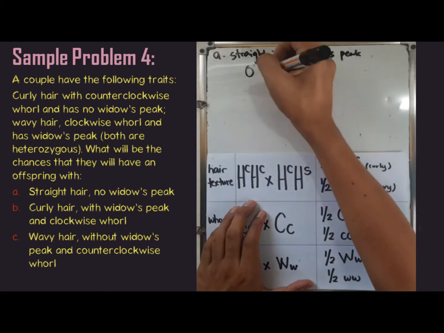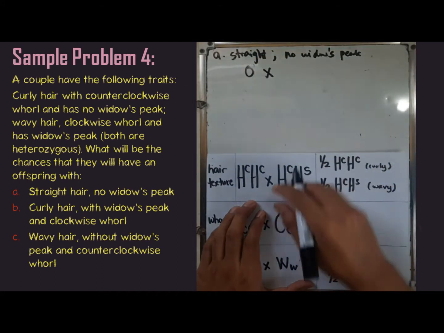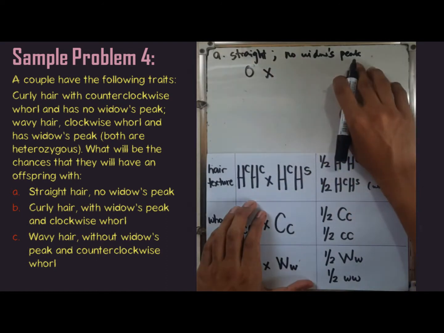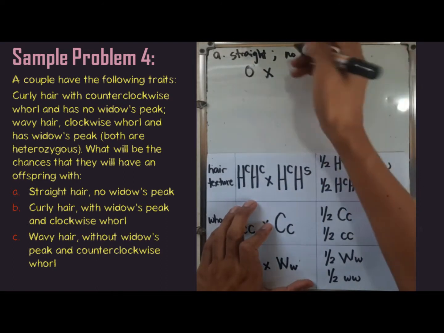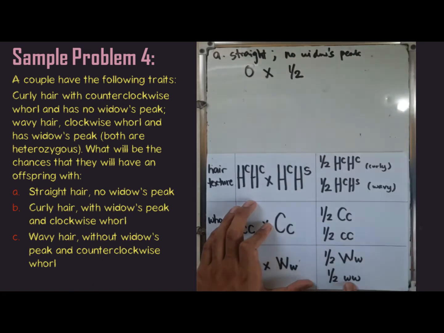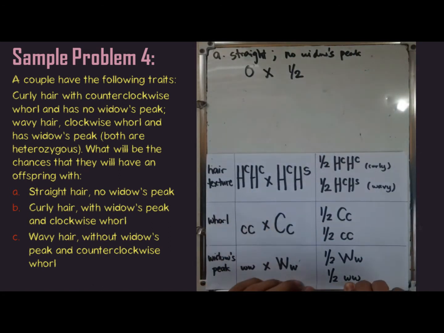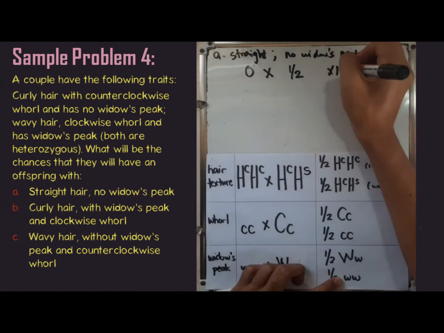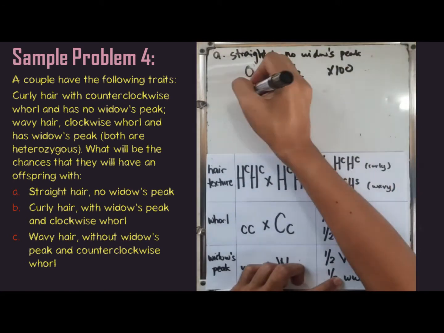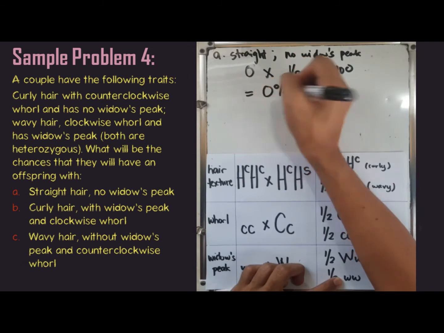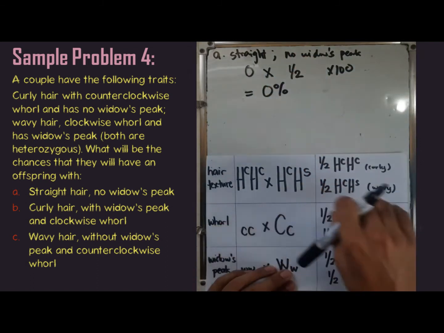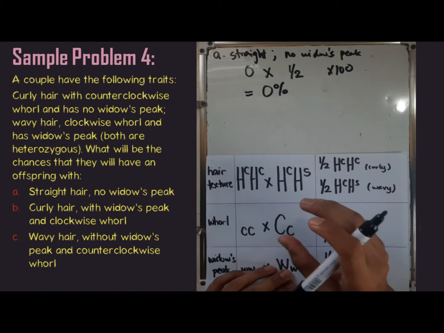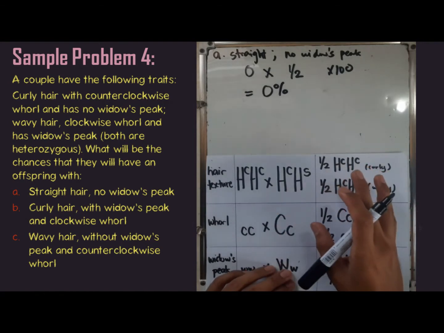Then, we're going to multiply this with the second trait, which is the absence of widow's peak, equivalent to 1/2, if you still remember the table that we created. Then, we're going to multiply this with 100, and our answer would be 0%. We can answer 0% here since 0% is still a probability.